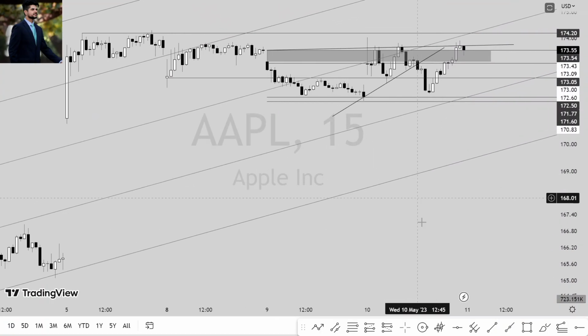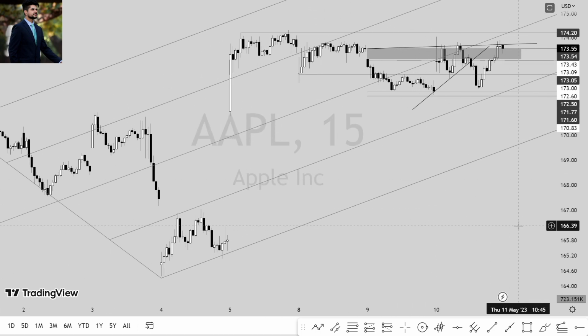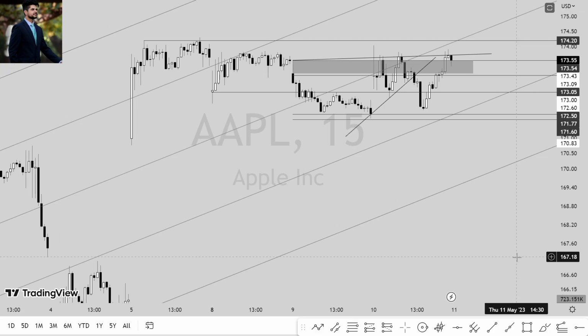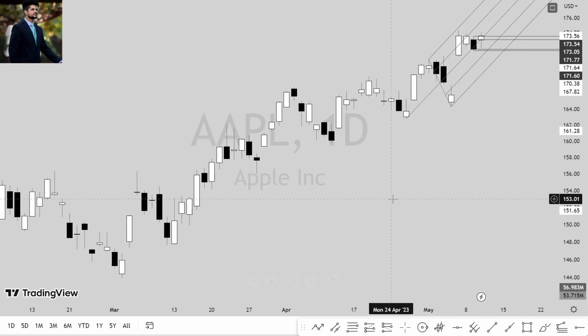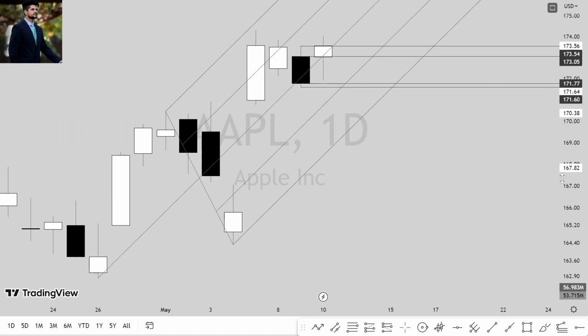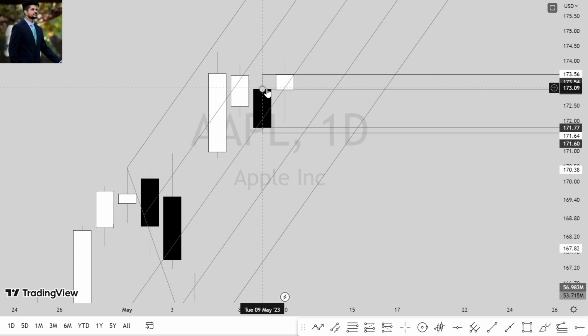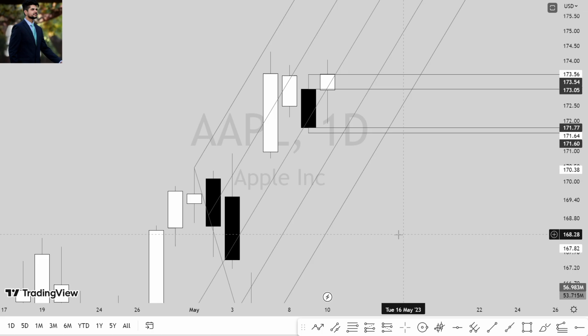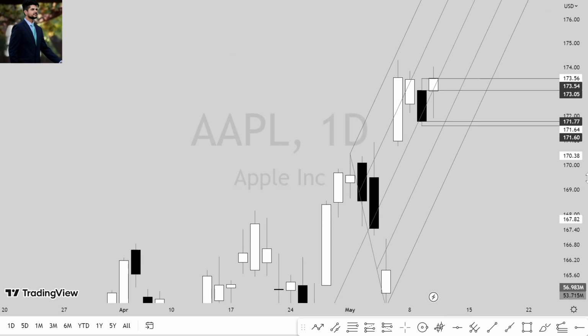Hey guys, now I'm going to tell you about the trade that I took in Apple today. So let's go to the daily chart. These are the levels that I pre-marked. This was the previous day high and this was the close, and this was the low and the open of the previous day. So these levels are really important for me to trade.